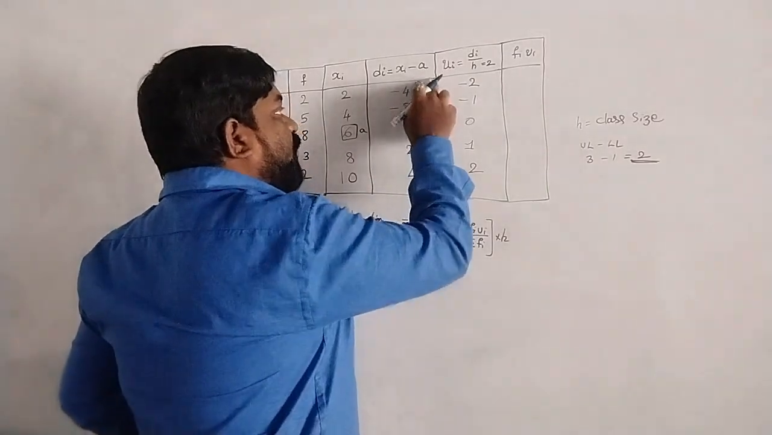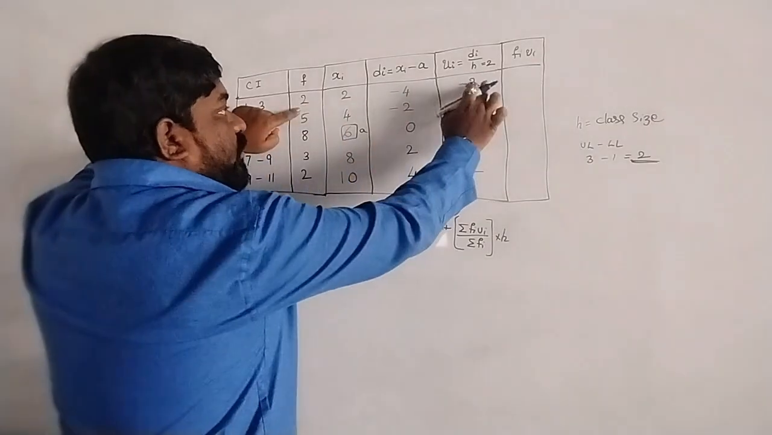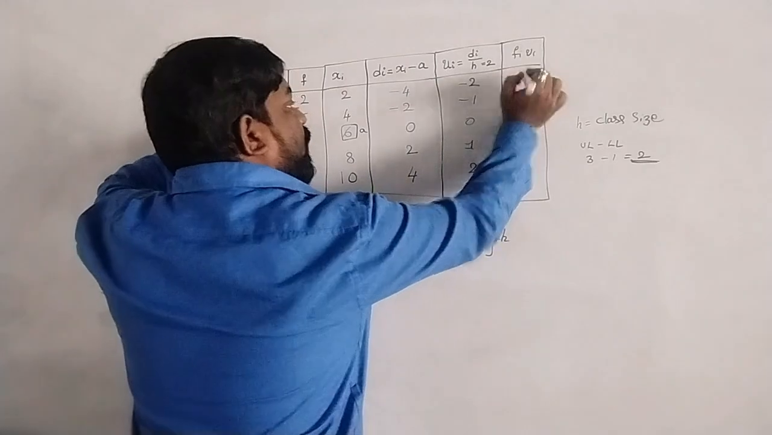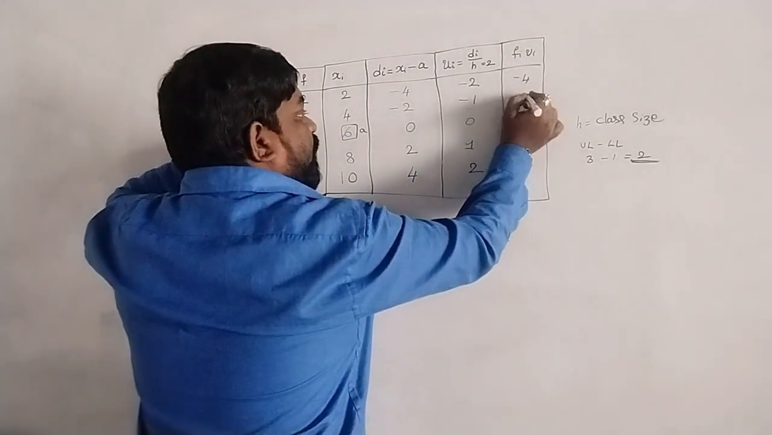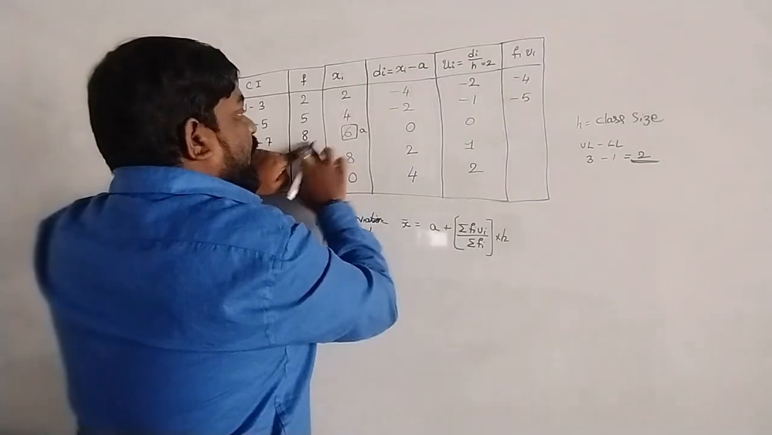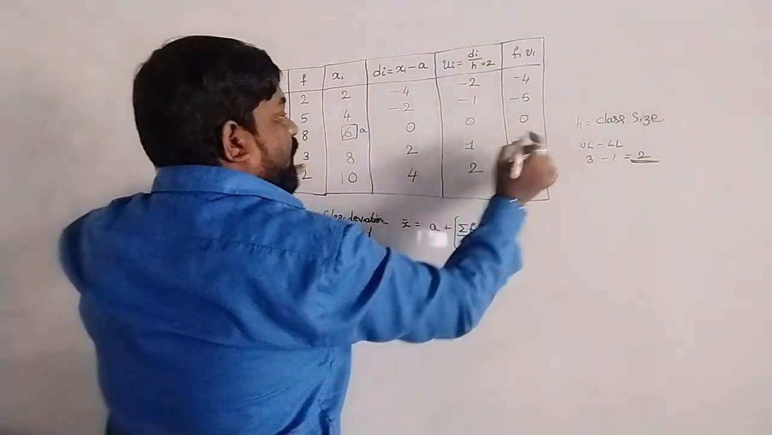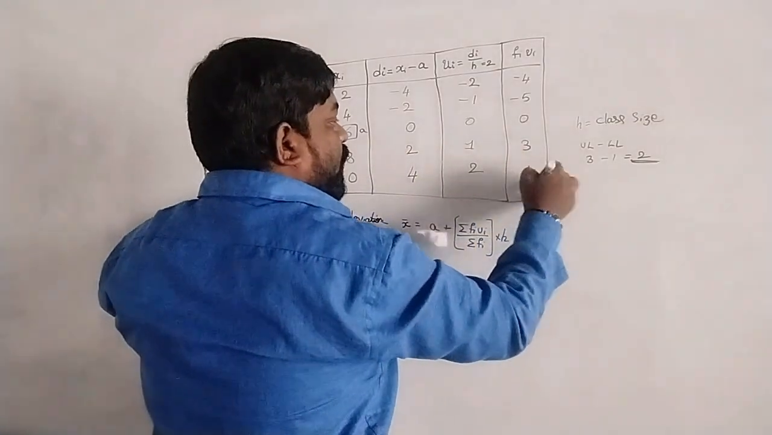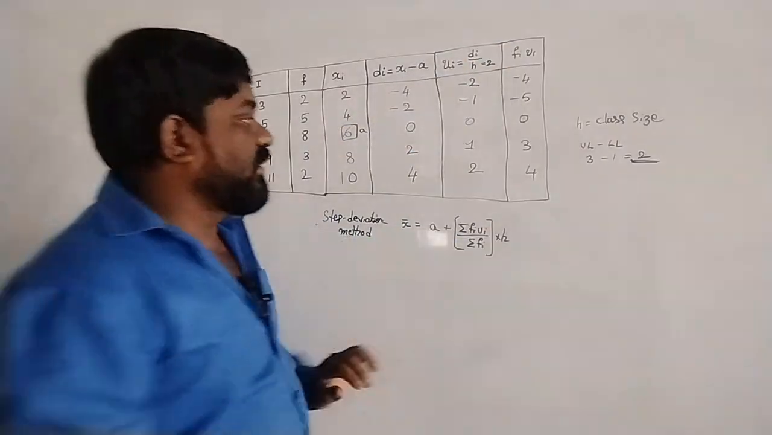So next what we need to do? We need to multiply the fi column with the ui column. 2 twos are 4, so minus 4. 5 into minus 1 is minus 5. 8 zeros are 0. 3 ones are 3. 2 twos are 4. So now we need to add this column.